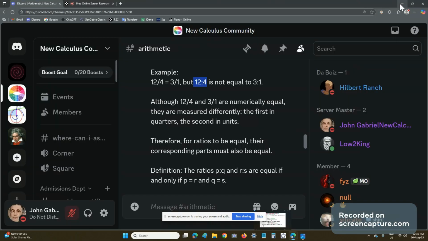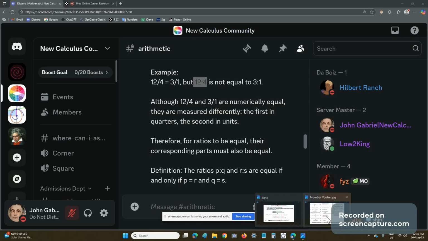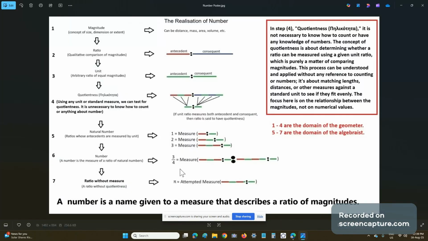So, what I have shown you, morons, is the complete derivation. Then you ask, well, what about ratios which don't have quotientness? Well, then you get to step 7. It doesn't have measure. The ratio doesn't have measure. Can you guess a ratio that doesn't have measure? Circle circumference to diameter. Square diagonal to square side. Those do not have measure. Okay, those are just constants which are approximated.